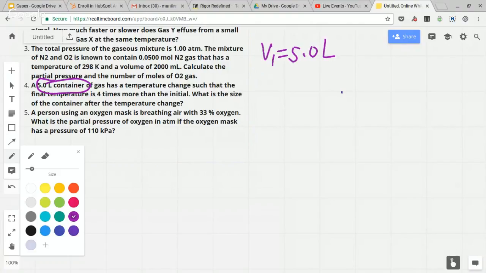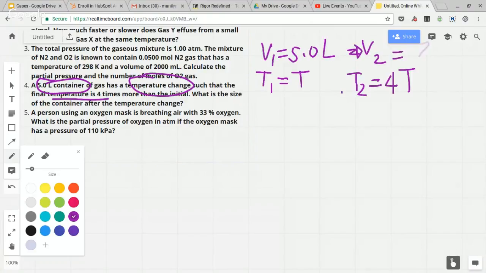5.0 liter. And the temperature change such that the final temperature is 4 times more than the initial. So there's no value, and if there's no value, you can just use a symbol. So T1, we can just say it's a T. And it says that the final temperature T2 is 4 times that of the initial. So 4T. What will be the new size of that particular container when the temperature changes? So you are asked to solve for V2. Are you following?